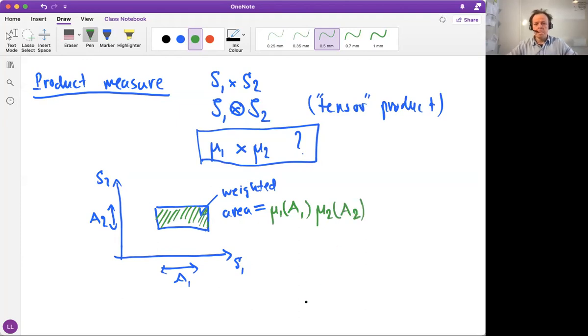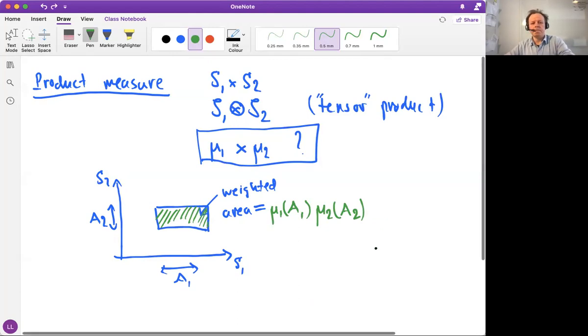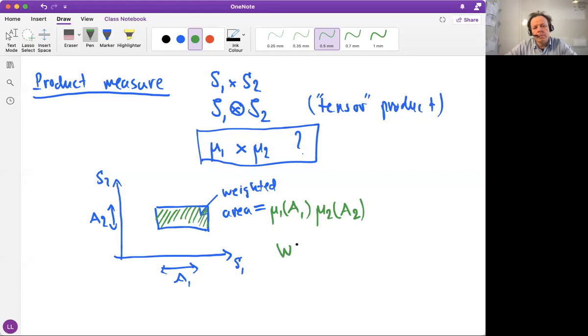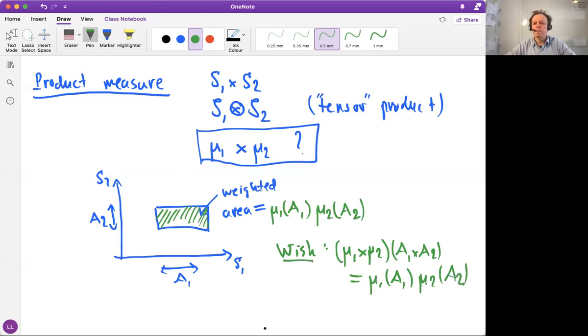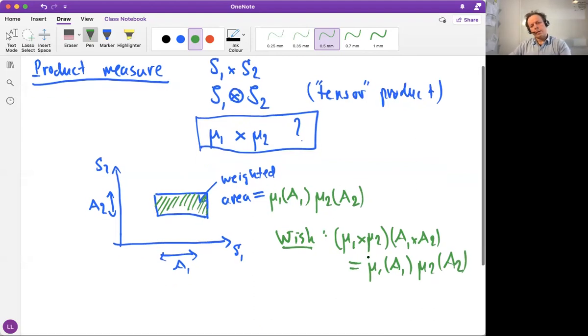And this is what we want. Our wish is that we want to have a measure on this product space such that mu1 times mu2 of this type of rectangle is equal to the product in this way. Does such a measure exist? Can we do it? That's the question.